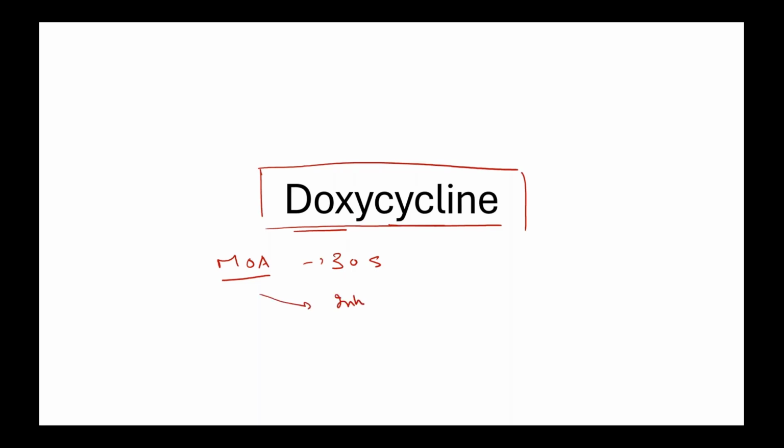So, it inhibits protein synthesis by binding to 30S ribosomal subunit. What are the common side effects? On the top of my list, it can cause esophagitis, and if it is severe, it can also lead to esophageal ulcer, and long term can cause esophageal stenosis.